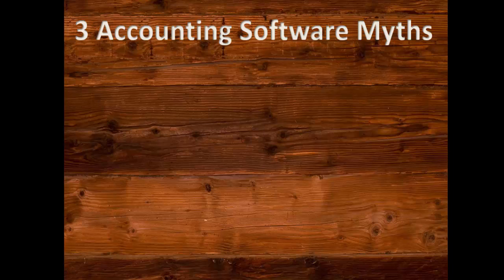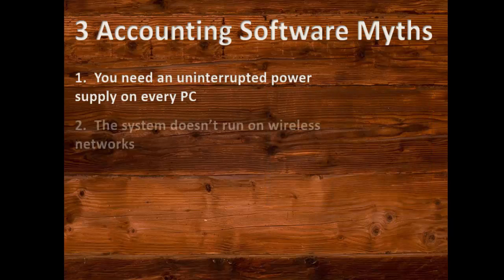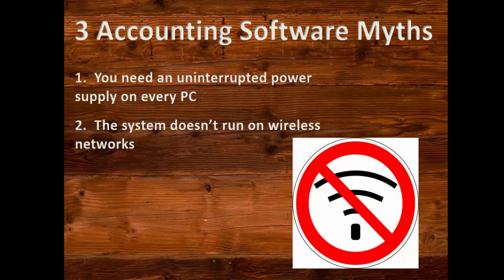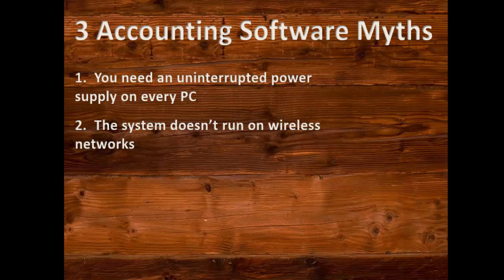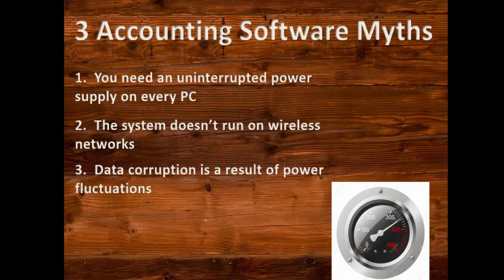In fact, there are three myths that I hope to dispel on technology during this video. The first one is that you need a UPS on every machine. It could not be further from the truth. The second is that accounting software systems don't run on wireless technology. Well, that couldn't be further from the truth either. And the third one is that if you get data corruption, it's possibly because of a power spike. But that is just a downright lie.